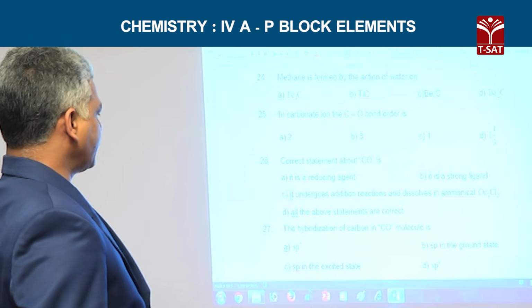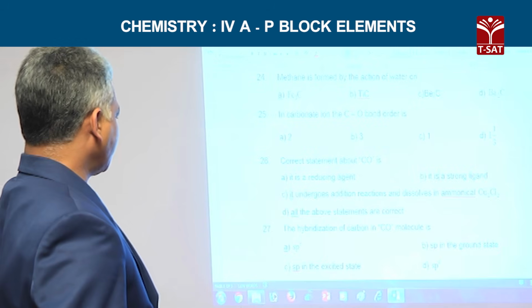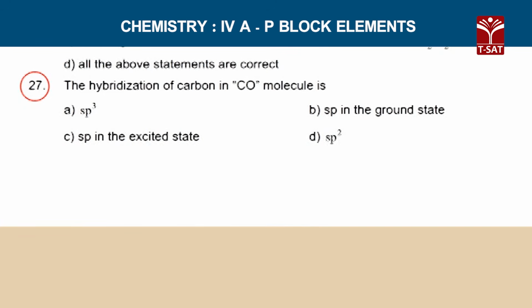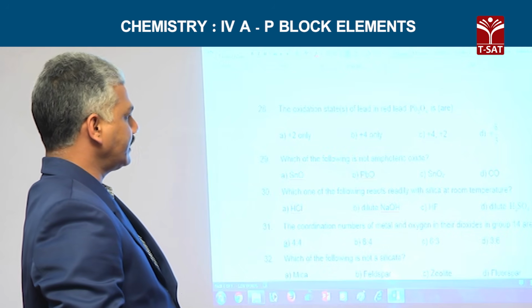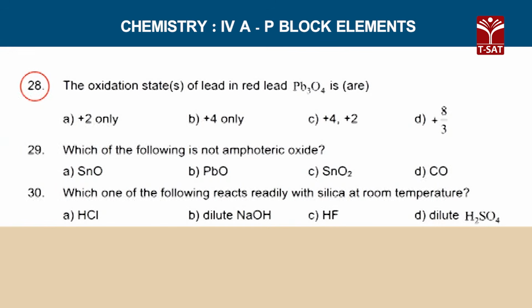27th question. The hybridization of carbon in carbon monoxide molecule is. Given options are sp3, sp in the ground state, sp in the excited state, sp2. Correct option is B. sp in ground state. 28th question. The oxidation states of lead in red lead Pb3O4 are. Given options are +2 only, +4 only, +4 and +2, +8/3. Correct option is C. +4 and +2.